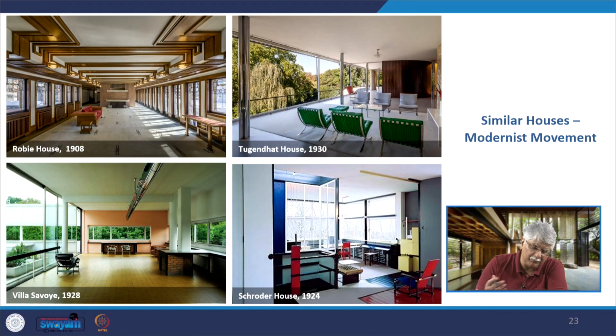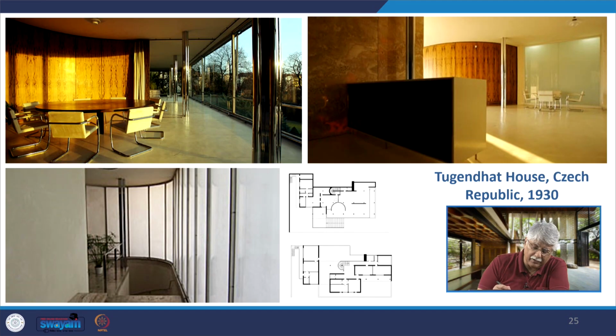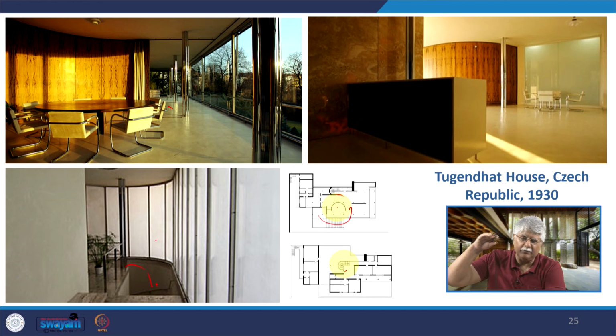Or again we compare Rohe, Tugendhat, Schrader House, Villa Savoye. Again the comparison between Fallingwater and Tugendhat House, both in the 1930s. The interiors of this, so here when we see this curved wooden wall which has the dining room area, which is here, this is how it is. This picture shows you that, and this picture shows you the staircase. As you go down, you enter in at a level where you park the car, then you come in and you go down the level. When you go down, then you reach the main living room space.